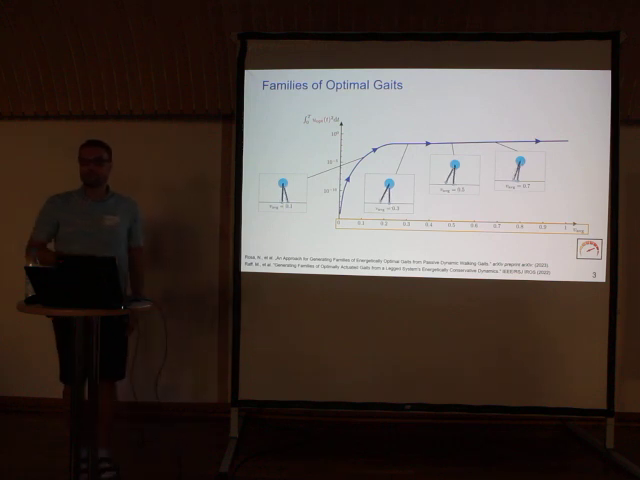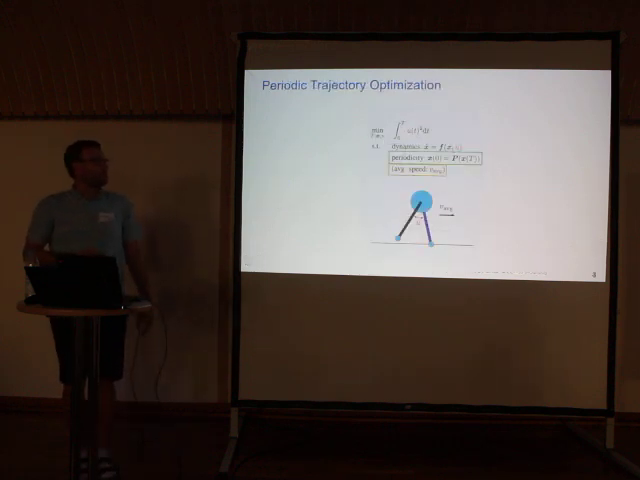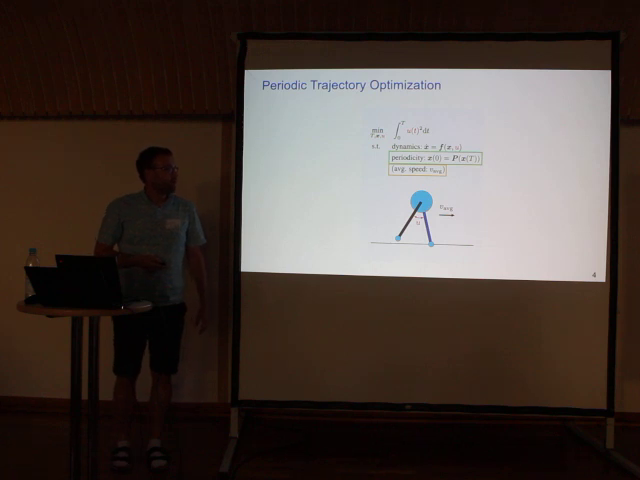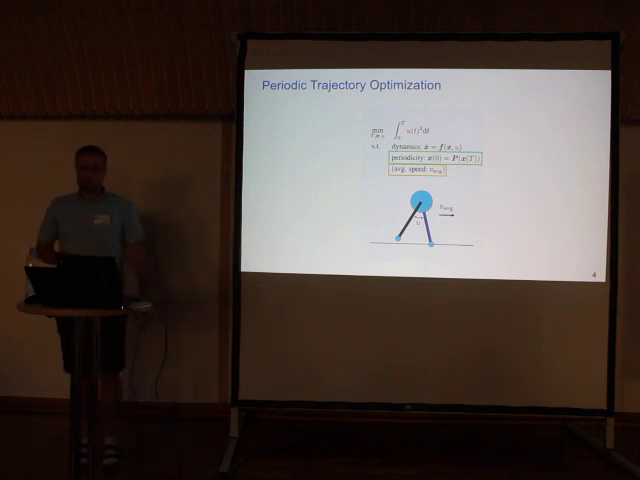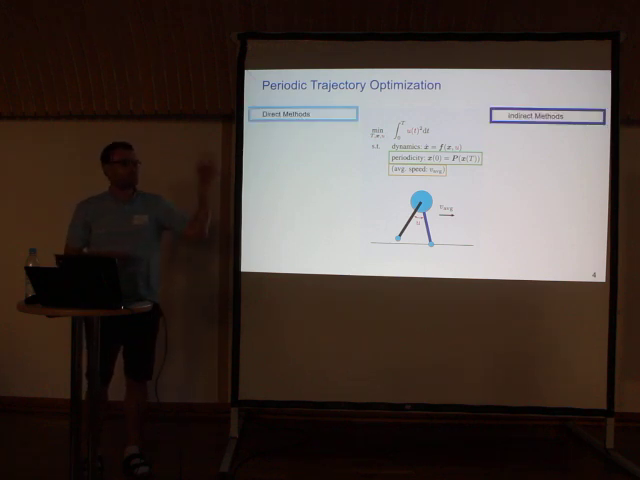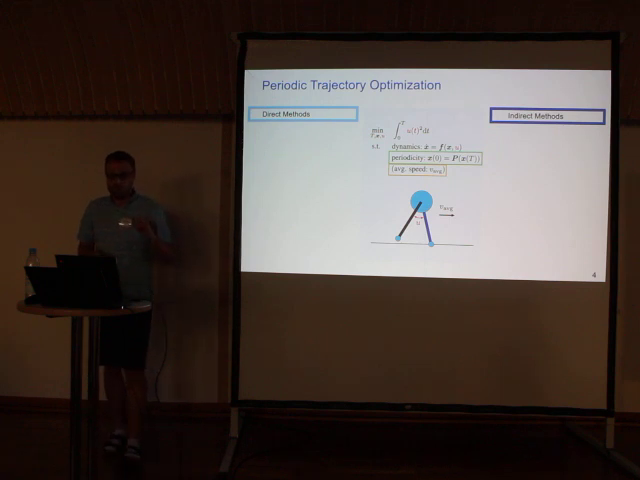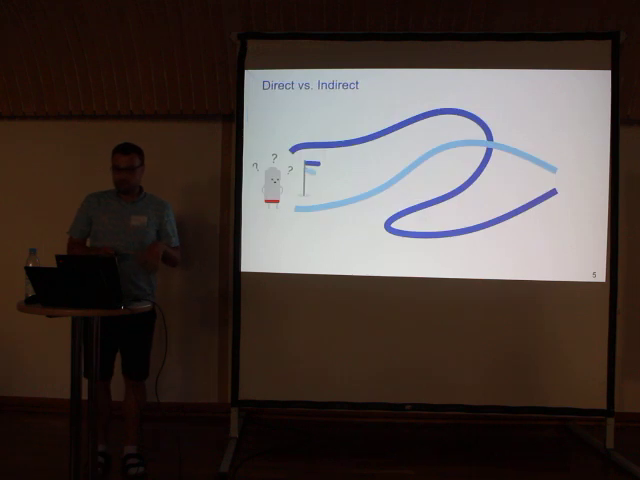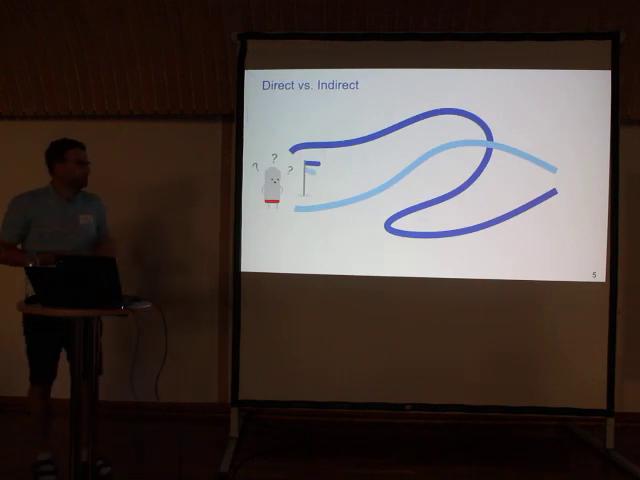So how do we solve this problem? We first formulate this as an optimization problem where we have our objective function, our costs, and our constraints, and there are typically two methods to solve it. The one that everyone is using is the direct method, and then there's also the indirect method. Which should we take here, and what is the difference? I will explain it with this cartoon.